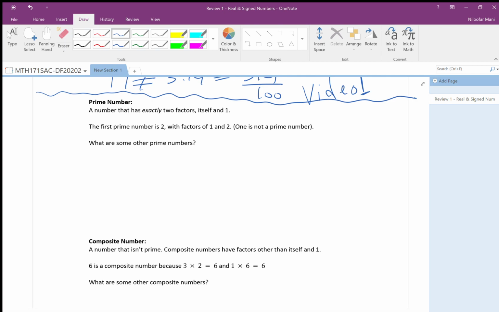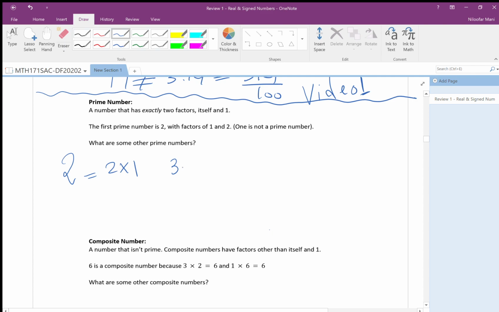Prime numbers: a number that has exactly two factors, which is itself and 1. So they are prime numbers. The first prime number is 2. So what do I mean here? 2 is just 2 times 1, and I cannot write it in another way. So that's a prime number.